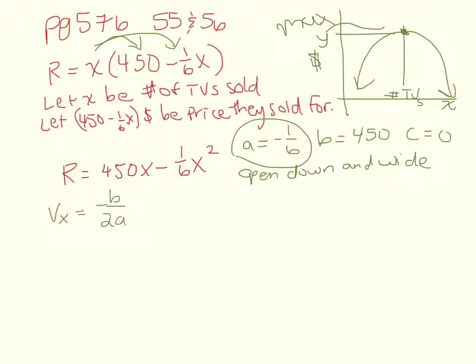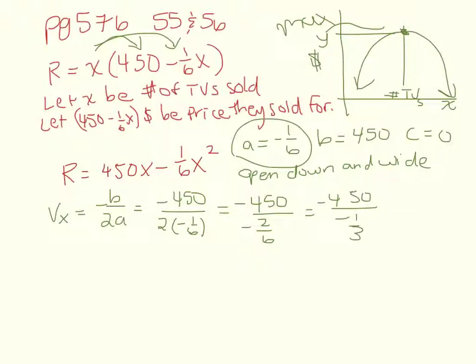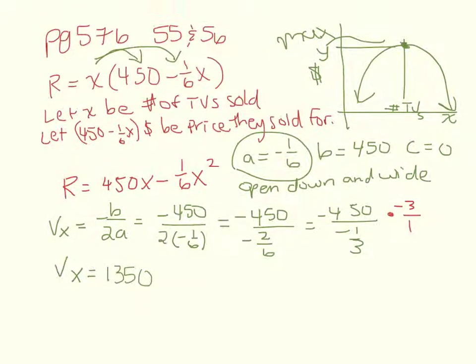That's the opposite of b over 2a, which is the opposite of 450 over 2 times negative 1/6. Simplifying that denominator, I get negative 450 divided by negative 2/6, which is the same thing as negative 1/3. Remember, dividing by fractions is as easy as pie. Flip the second fraction and multiply. So we're going to multiply negative 450 times negative 3 over 1. And the x-coordinate of my vertex equals 1350. And so this answers question 55. How many TVs must the company sell to maximize its revenue? 1,350 TVs.